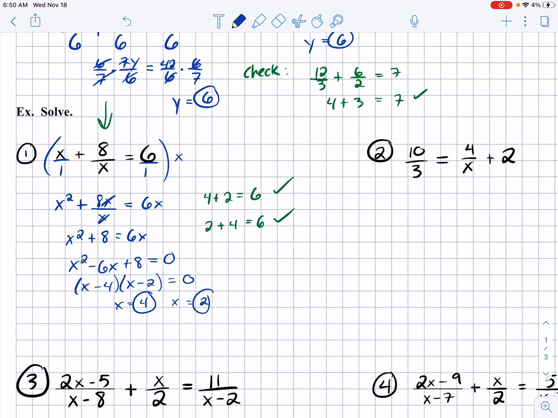Why don't you guys go ahead and try 10 on your own. The least common multiple should be 3x. Give that a shot.